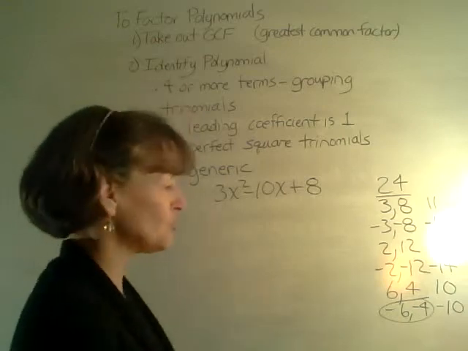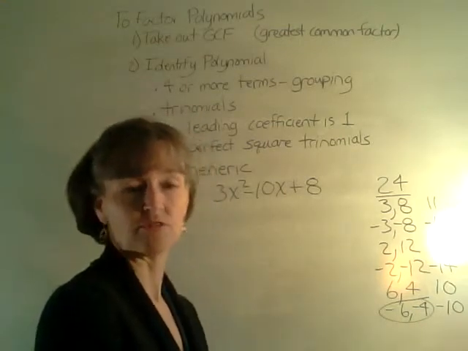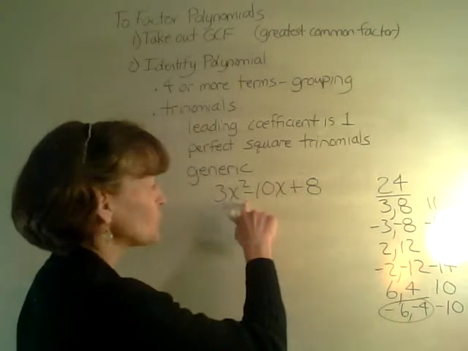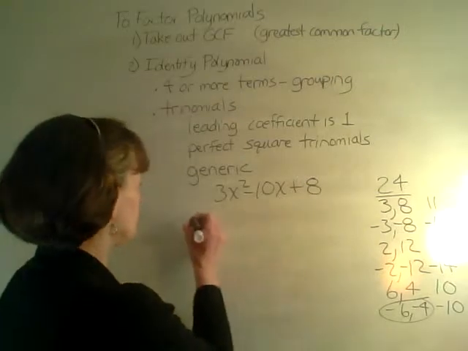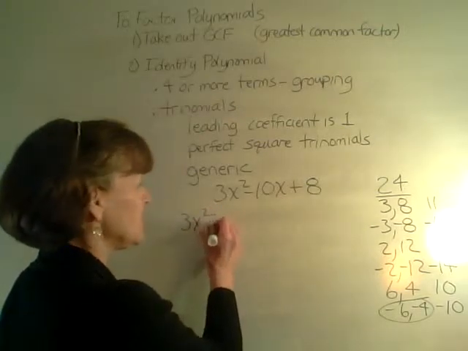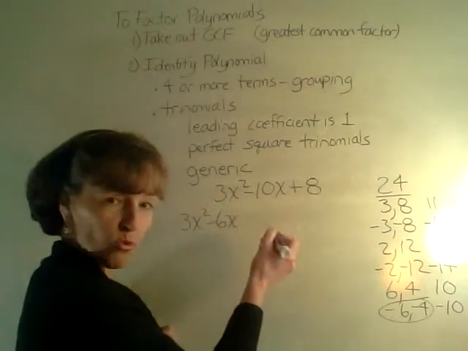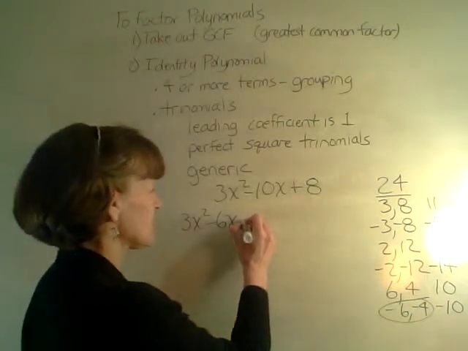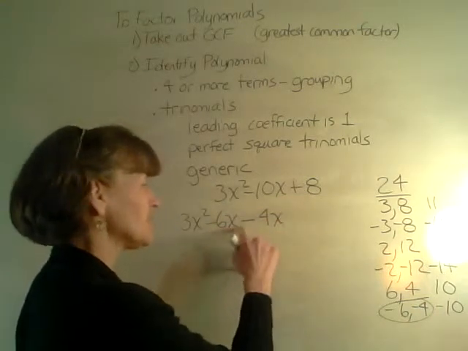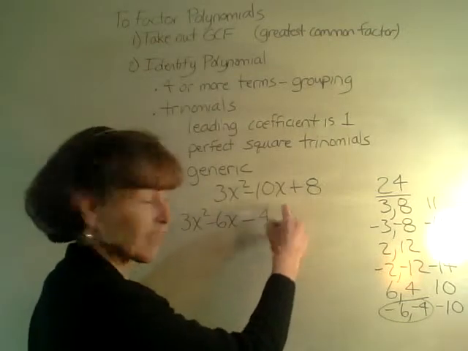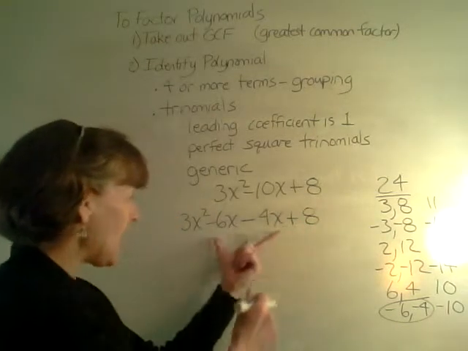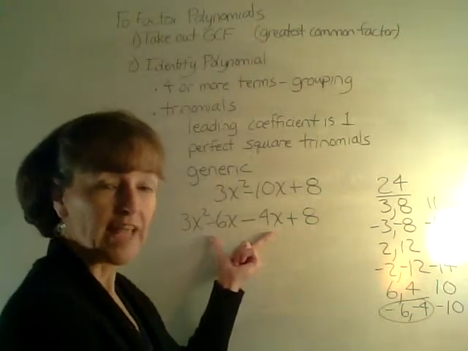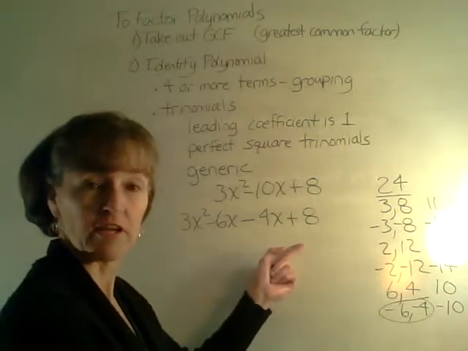Now, when the leading coefficient was 1, those were the two numbers that appeared in our factors. That's not going to be the case this time. But we are going to use the negative 6 and negative 4 to rewrite that middle term. I'm going to turn my trinomial into a 4 or more term pattern by replacing negative 10x with negative 6x minus 4x, because negative 6x minus 4x equals negative 10x. Now I have 4 or more terms that I can factor by grouping.